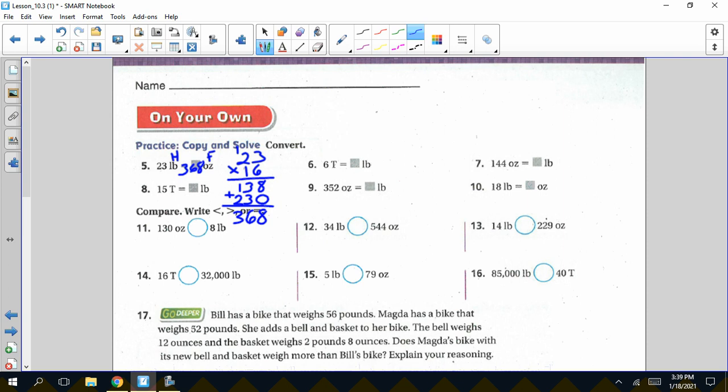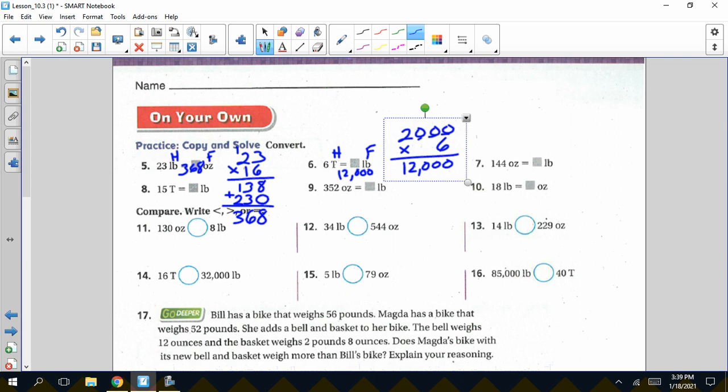Number 6, 6 tons equals how many pounds? Remember, horse to fly, multiply, and there are 2,000 pounds in a ton. So we're going to do 2,000 times 6. Just take 6 times 2, which is 12, and then add our zeros to the end. That way you don't have to go 6 times 0, 6 times 0, 6 times 0, then 6 times 2. Just add those extra zeros to the end. But there are 12,000 pounds in 6 tons.